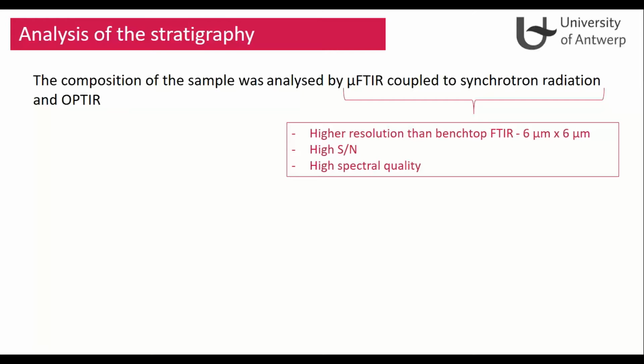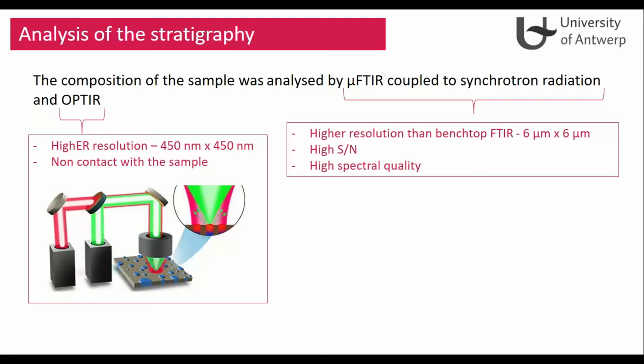It is much higher than the conventional FTIR, the benchtop one, because with benchtop FTIR we can reach 30 by 30 microns, while with the synchrotron one we can reach 6 by 6. We are talking about the whole range of mid-IR. Besides, synchrotron IR has a high signal-to-noise ratio and high spectral quality. So it's possible to see even the very subtle features of the spectra and have a very accurate interpretation.